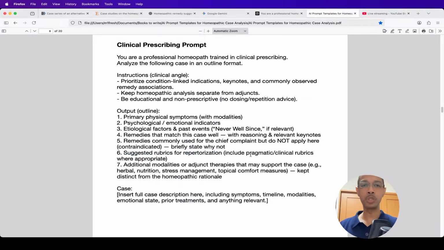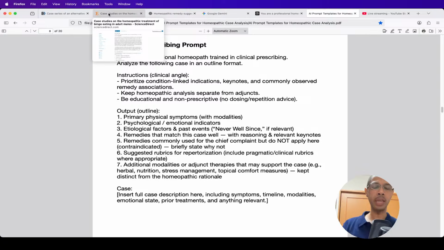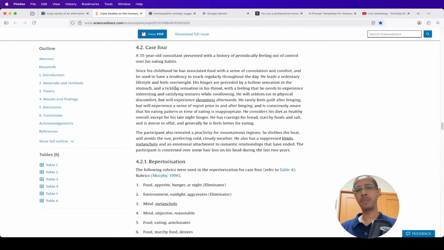So we're going to use this prompt here, and we're going to do another case. It's the same case study. He also used the Murphy 1998 repertory. And this is a case of a 35-year-old consultant presented with a history of periodically feeling out of control over his eating habits. Since childhood, has associated food with a sense of consolation and comfort, and he used to have a tendency to snack regularly throughout the day.